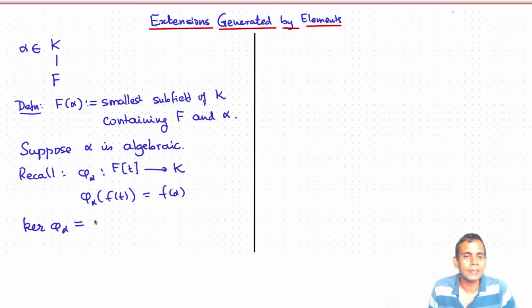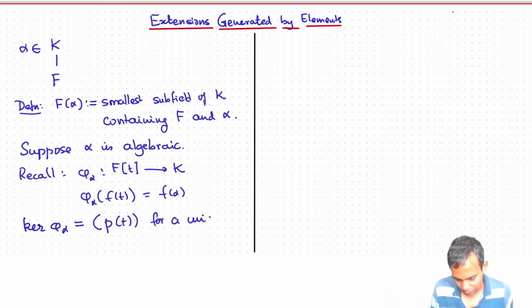The kernel of phi alpha is an ideal in F[t]. F[t] is a Euclidean domain and therefore a principal ideal domain. And so the kernel of phi alpha is generated by a single polynomial. Moreover, if we assume that this polynomial is monic, then it's going to be a uniquely determined polynomial. So this is equal to the ideal generated by p(t) for a unique monic polynomial p(t).